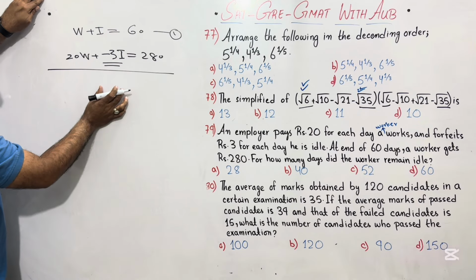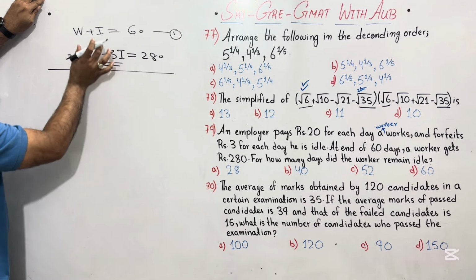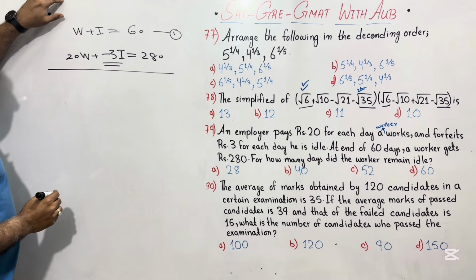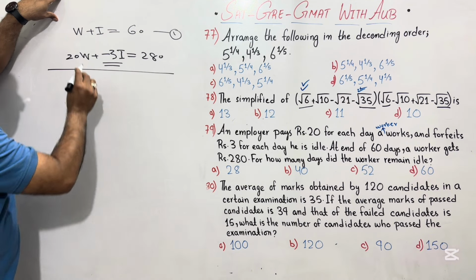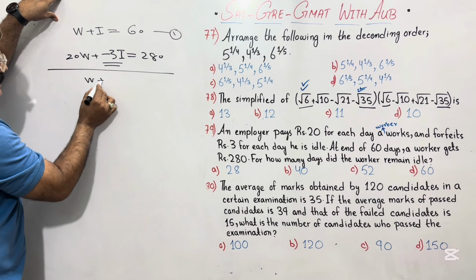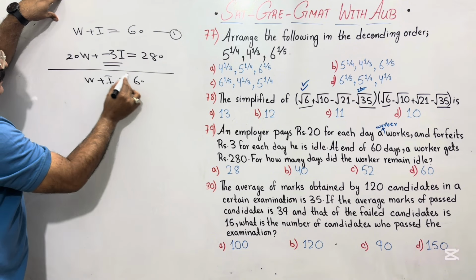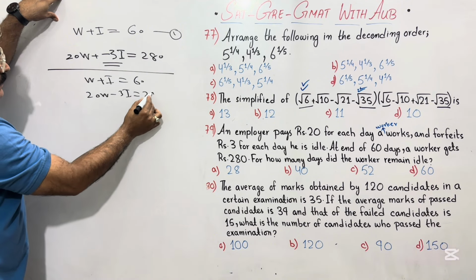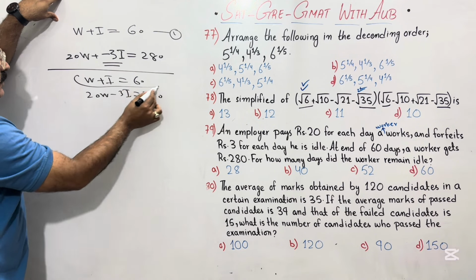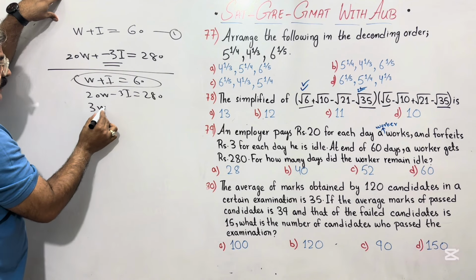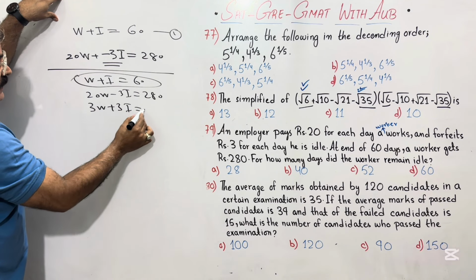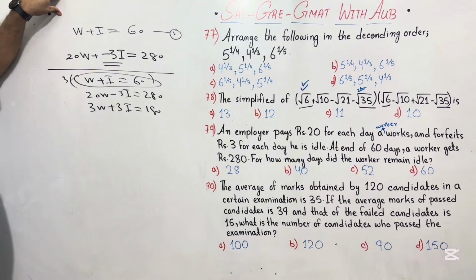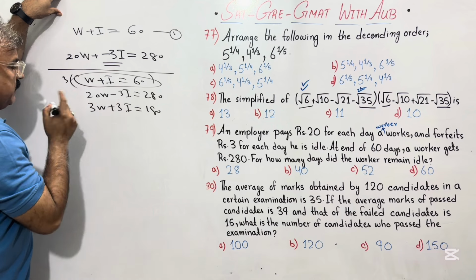Simplify. We are interested in solving these equations. If you multiply the first one by 3, then we can easily manage the values of W and I. Our first equation is W plus I equals 60 days. The second is 20W minus 3I equals 280. Multiplying equation 1 by 3, we have 3W plus 3I equals 180. We multiply by 3 in order to get rid of I. I is for idle days, W for working days.